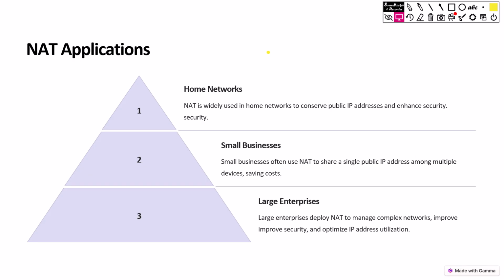Think of a hotel with a single phone line. Guests in different rooms use the main line for external calls, and the operator ensures the calls are directed to the right rooms. So, that's network address translation in a nutshell. It's the reason why your home Wi-Fi works seamlessly, even when multiple devices are connected. NAT solves the problem of limited IP version 4 addresses, adds a layer of security, and plays a critical role in modern networking.